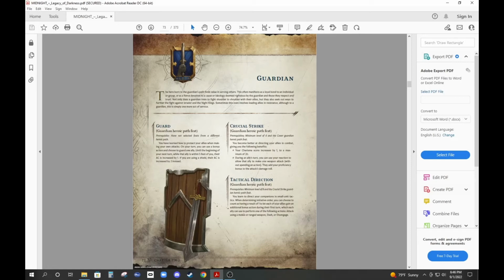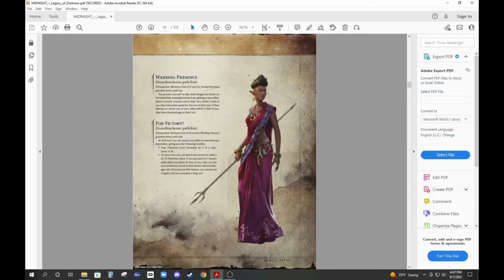Not only does a Guardian train to fight shoulder to shoulder with their allies, but they also seek out ways to further the fight against Isridor and the Night Kings. Sometimes this even involves leading allies in resistance, although to a Guardian this is simply one more act of service. And they have the feats Guard, Crucial Strike, Tactical Direction, Warding Presence, and For Victory.